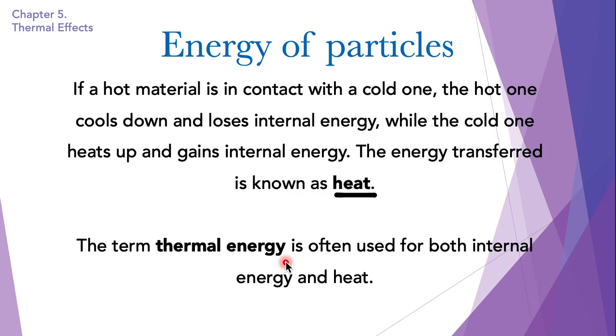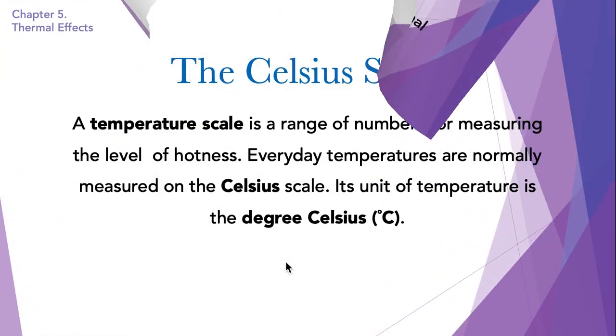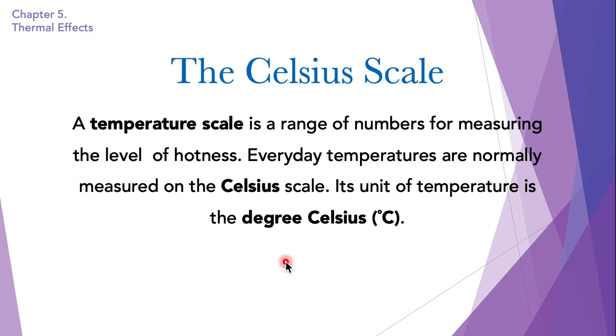Now that we've understood the energy of particles, we are ready to go forward and understand the Celsius scale. The Celsius scale is a temperature scale with a range of numbers for measuring the level of hotness. Everyday temperatures are normally measured on the Celsius scale. We're talking about the thermometer here. The thermometer has the Celsius scale. Its unit of temperature is the degrees Celsius. This is the symbol we use to represent it.